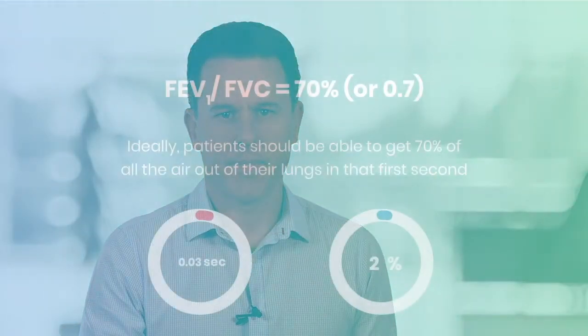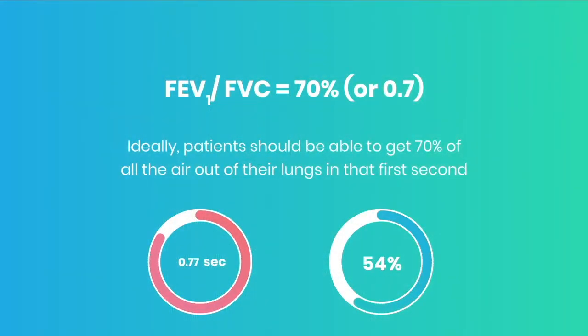The next important measure is a calculation of the ratio of those two values. And it's called either the FER, which is the forced expiratory ratio, or sometimes put as the FEV1 to FVC ratio. And what this is, is the ratio of FEV1, the amount of air you can get out in the first second, as a ratio of the forced vital capacity, which is the total amount of air you can get out of your lung. And that ratio should be 70%, or 0.7. What that means is that, of all the air you can get out of your lung, you should be able to get 70% out in that first second.